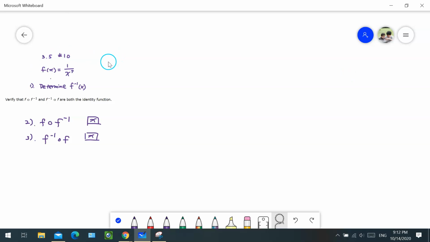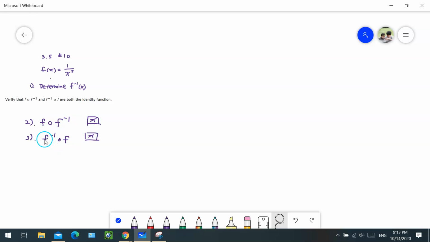Section 3.5 on your WebAssign, and then the question number 10. Number 10 gives us the function f of x is 1 over x power 7. You have to determine the inverse of the function f of x. And you also have to verify when the function composes with the inverse of the function itself, whether the output is x.